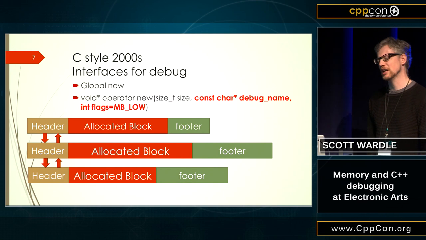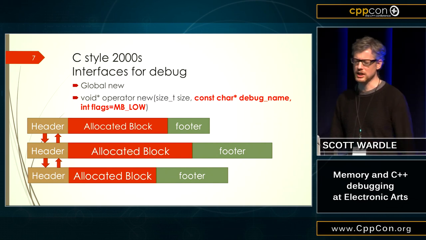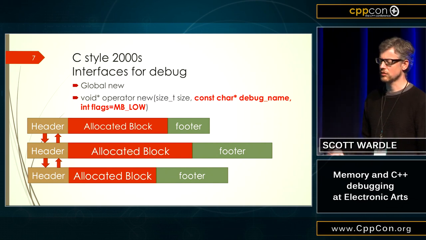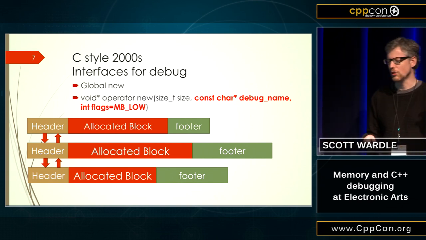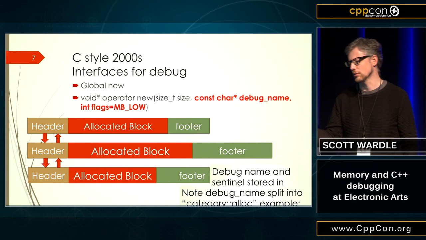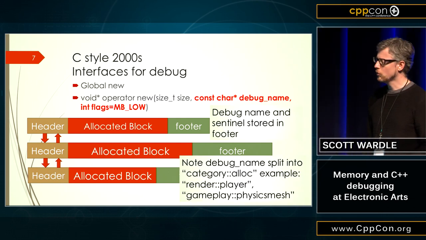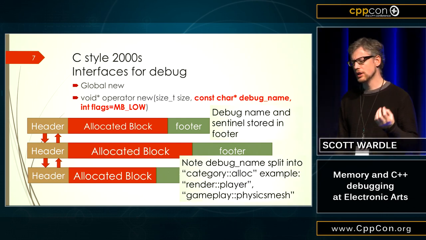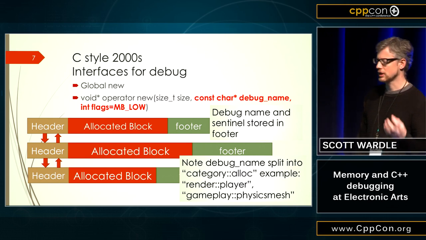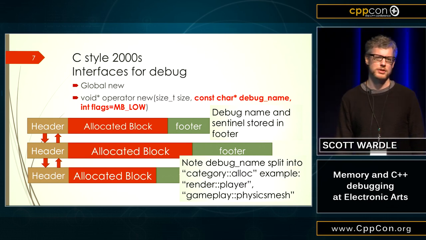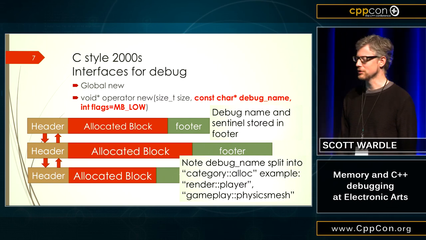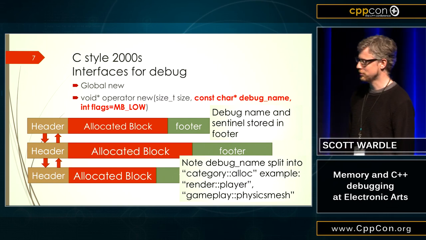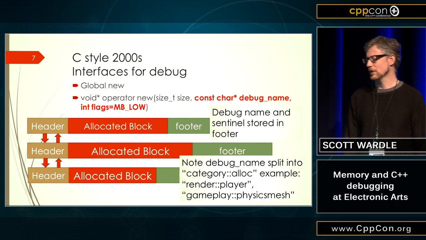To understand how we use that debug name, you kind of have to understand what a heap looks like for us anyways. Usually it's got a header, an allocated block and a footer, and this is pretty simple. But we would store in the footer this debug name, and we would put it there because that's usually not the memory you would corrupt. Maybe not the best of places to put it. And it would look like this.